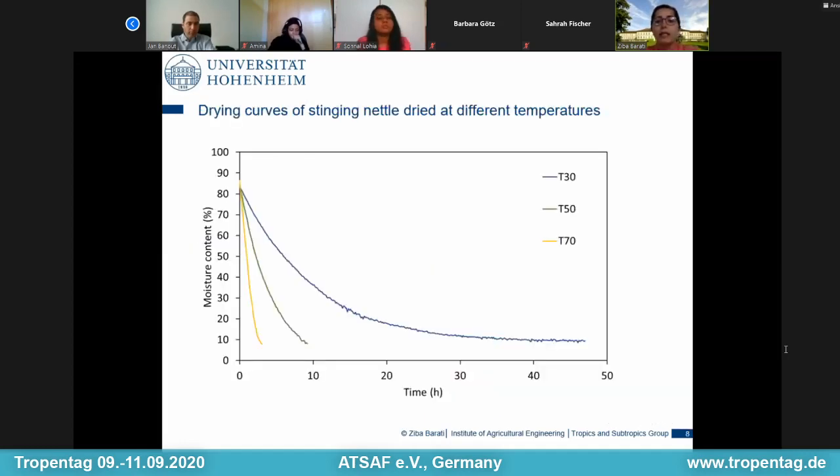Here we can see the drying curves of stinging nettle dried at different temperatures. The results indicate that the moisture content decreased slowly until the desired moisture content of 10% was achieved. We can see that the total drying time decreased noticeably with an increase of the temperature.